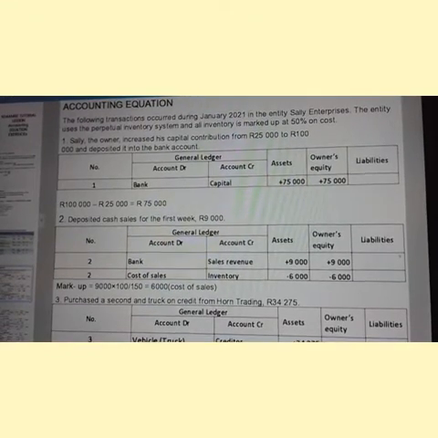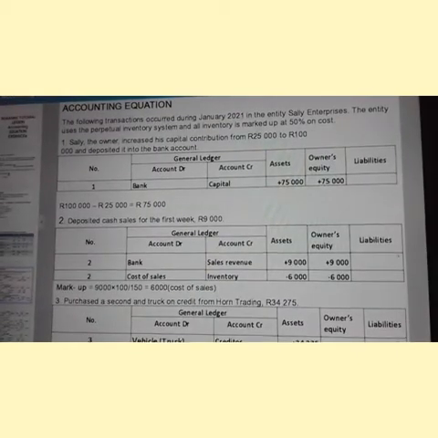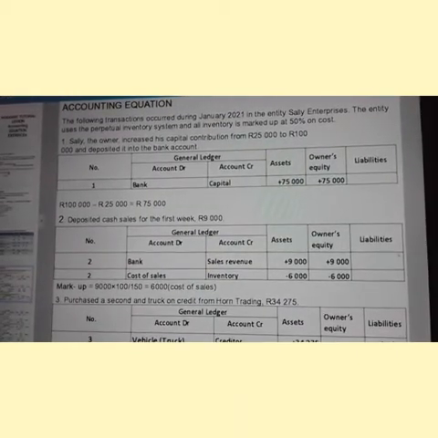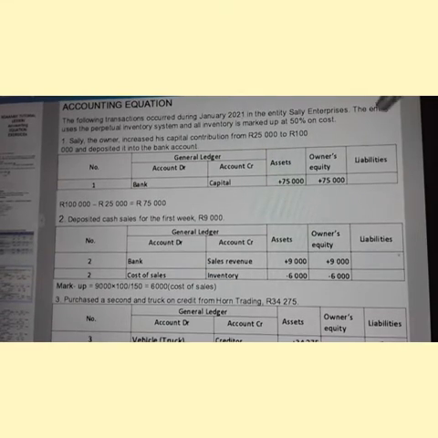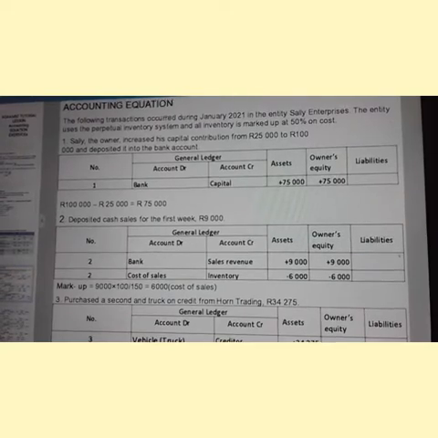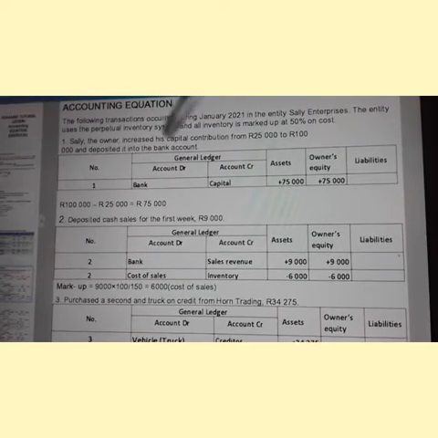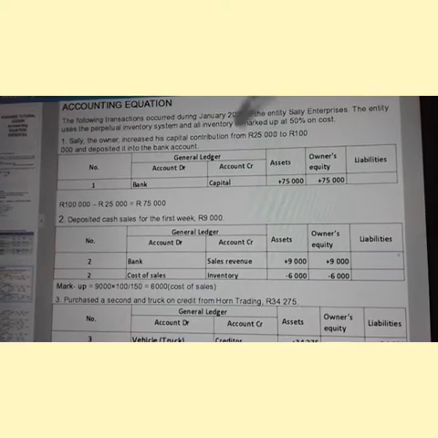So here we are given the instruction. All right. The following transactions occurred during January 2021 in the entity Selly Enterprises. The entity uses the perpetual inventory system, and all inventory is marked up at 50% on cost. Take note of this. On the 1st of January, Selly, the owner, increased its capital contribution from 25,000 to 100,000 and deposited it into the bank account.